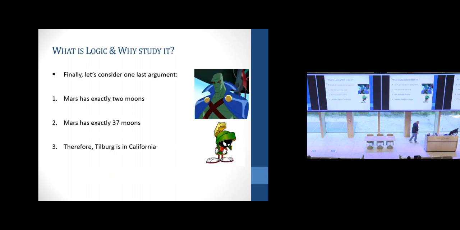Okay. Last argument I want to talk about with regards to validity. Okay, 2-premise argument. Premise 1, Mars has exactly 2 moons. Premise 2, Mars has exactly 37 moons. I don't have enough fingers for that. Conclusion, Tilburg is in California.